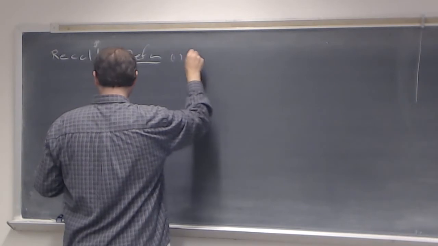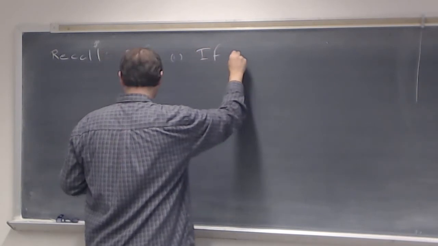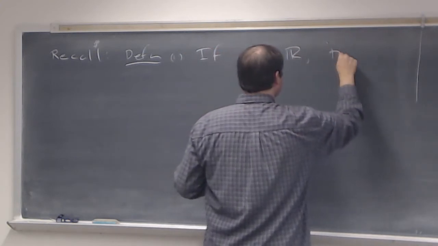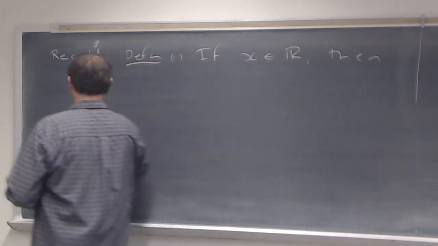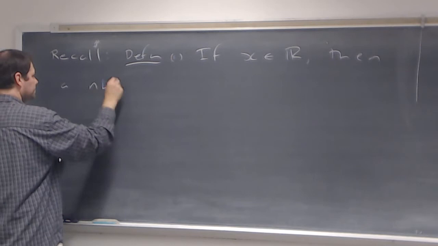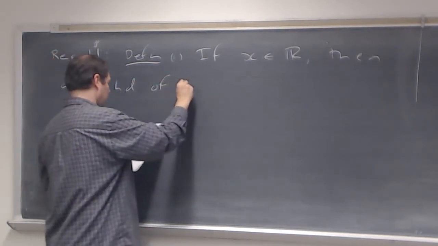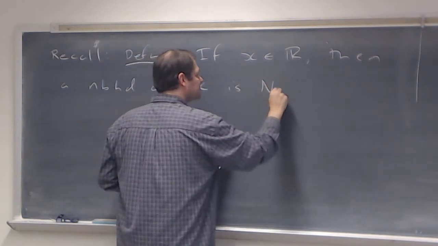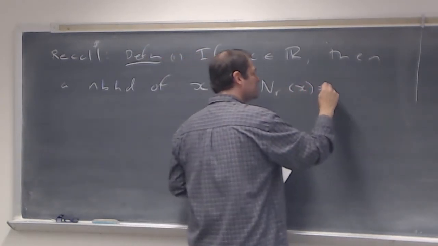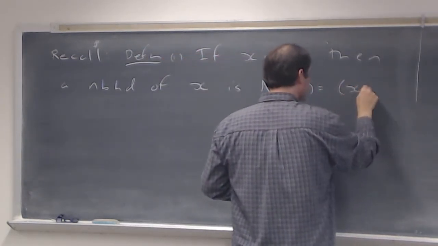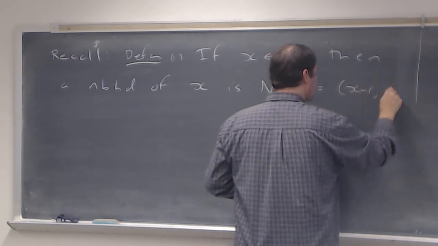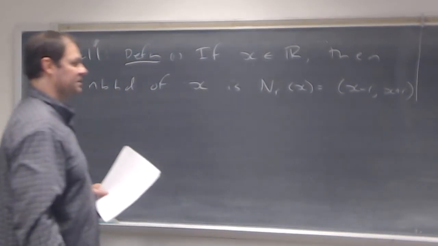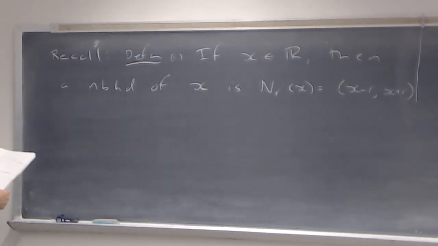Here's one. It says if x is a real number, then a neighborhood of x is, I'll write down this, N sub r of x, which is really equal to the open interval from x minus r to x plus r. It's all the numbers in between x minus r and x plus r. 2.